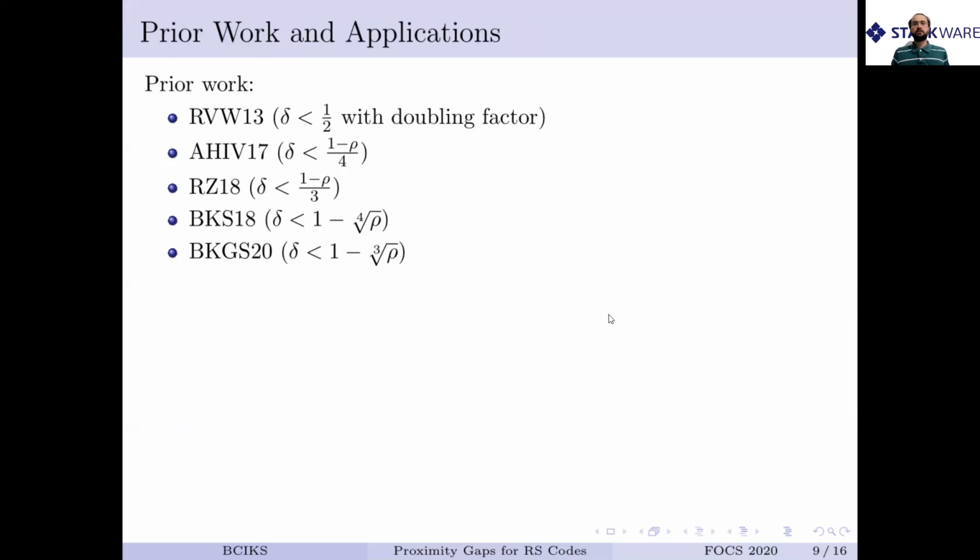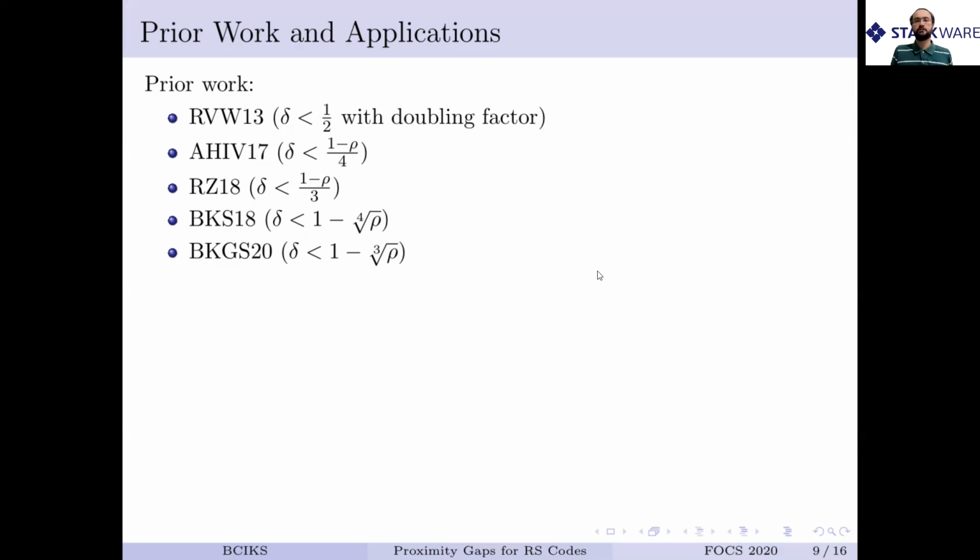Prior work on this subject includes, of course, Rothblum, Vadhan, and Wigderson, which, as we said, originated this approach. They only had delta go up to 1/2, and there was also a doubling factor. So instead of saying that if a linear combination is delta close, then each of the elements is delta close, the only statement was that each of the elements has to be at most 2 delta close to the code. Then there was a paper by Ames, Hazay, Ishai, and Venkitasubramaniam, which had delta go up to 1/2 the unique decoding radius.